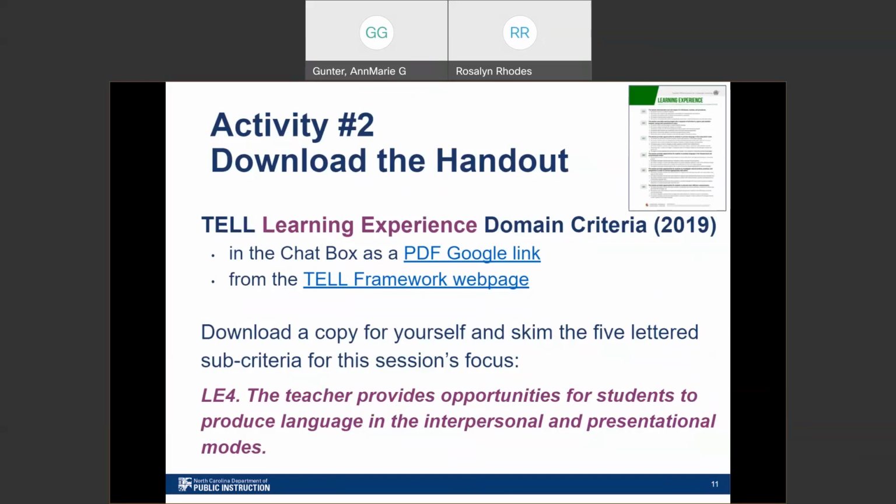Go ahead and download a copy for yourself and skim the 5-lettered subcriteria for this session's focus, the LE4 that you see there on the screen. I'll pause for a moment while you do that.